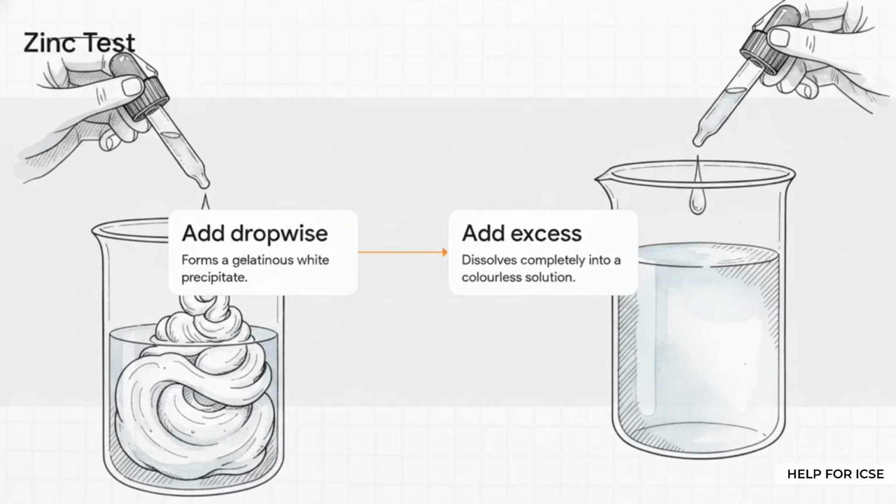And you know what? Zinc pulls a very similar disappearing act. It starts out as a gelatinous white clump when the reagent is added drop by drop. But just like copper, once you introduce excess ammonium hydroxide, that white solid dissolves entirely, leaving you with a perfectly clear, colorless solution of tetramine zinc 2 sulfate.